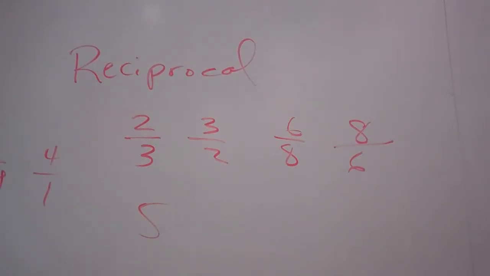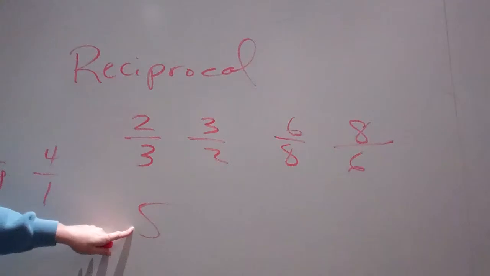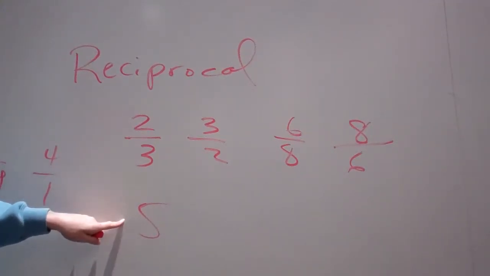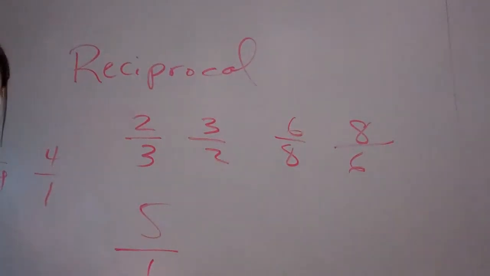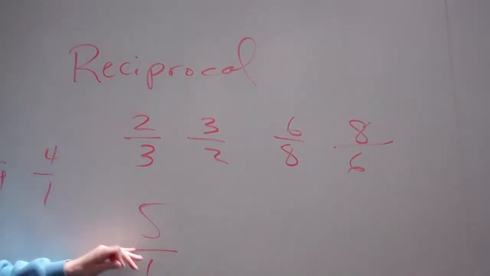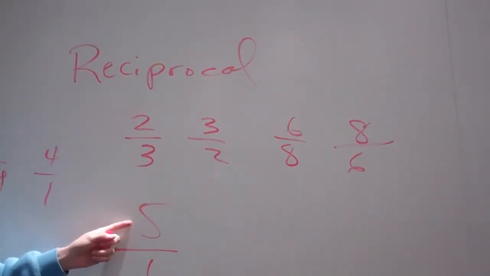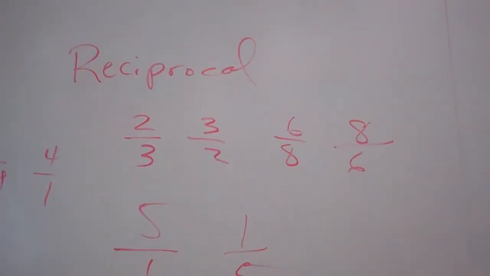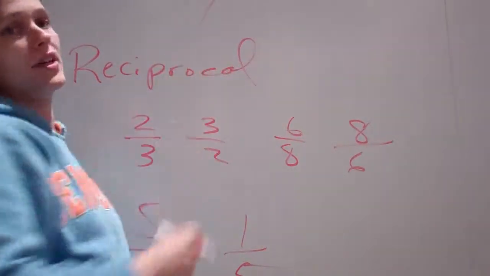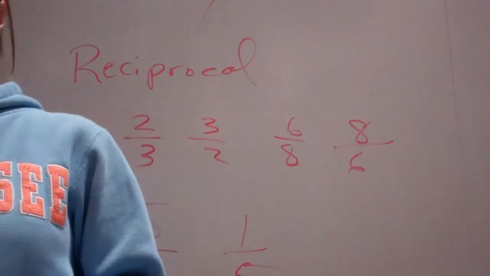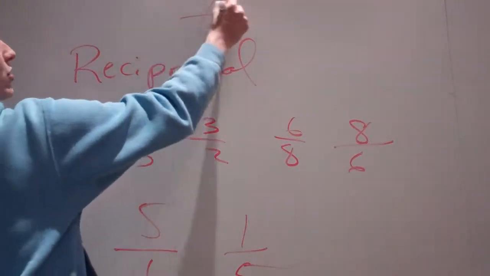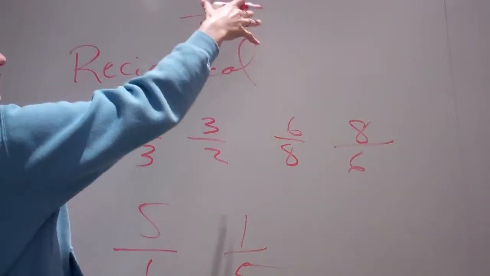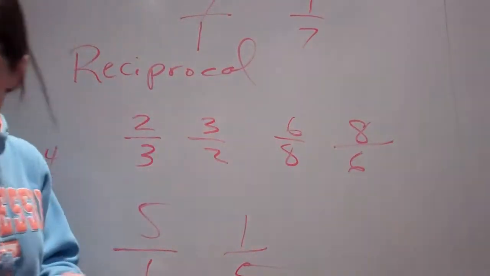5 over 1? No, 1/5. What is 5? 5 really as a fraction is 5/1. So if I told you to find the reciprocal, I said 1/5, you're exactly right. 1/5. Good job. Very good. What's the reciprocal of 7? 1/7. Everybody understand that? 7 is really 7/1. So then when we find the reciprocal, it's 1/7.